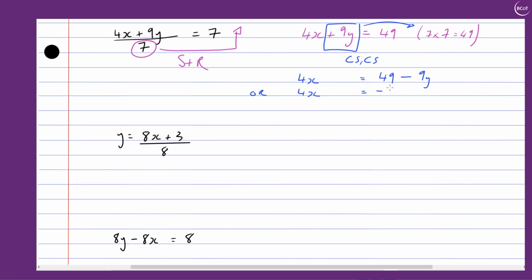Or you could put 4x is minus 9y plus 49. They're both right. But we have to divide both sides by 4 by swapping and dropping the 4. It doesn't matter which of these equations you use, they're both right. But we do need to divide both sides by 4 with swap and drop for the 4. It gives us x is equal to 49 minus 9y all over 4. And that's right.